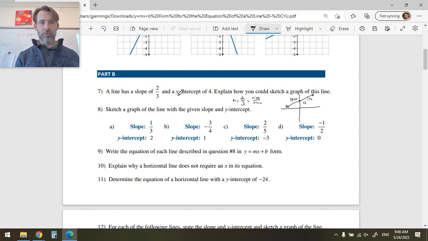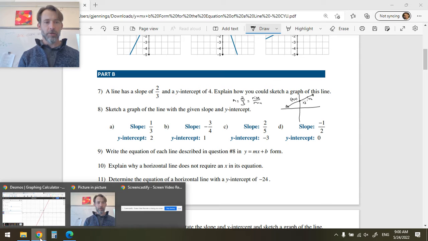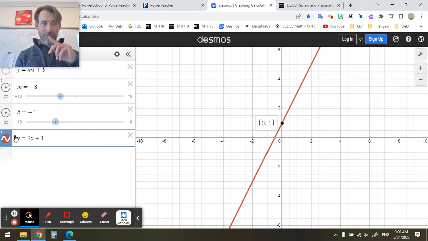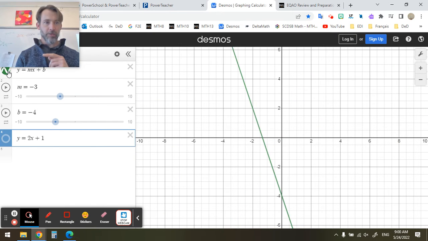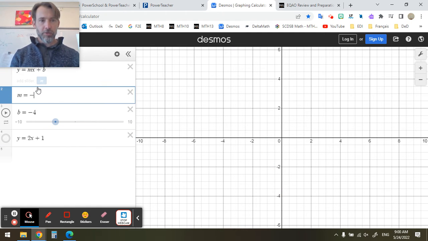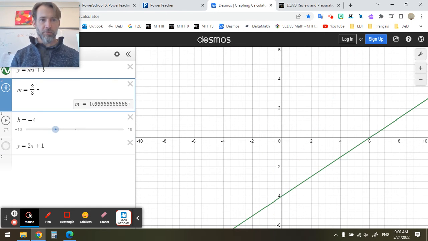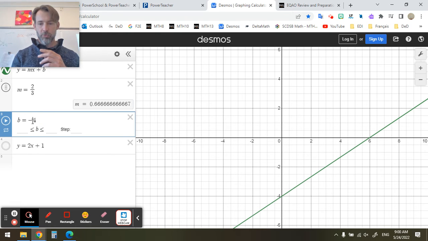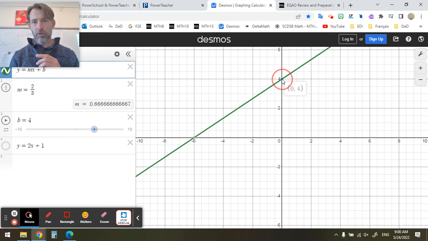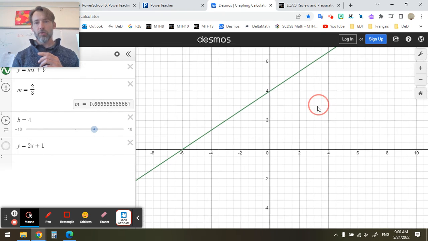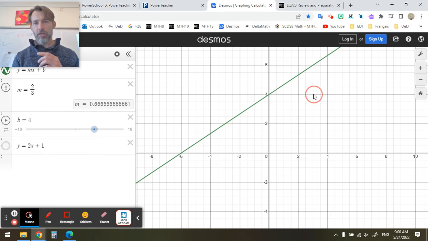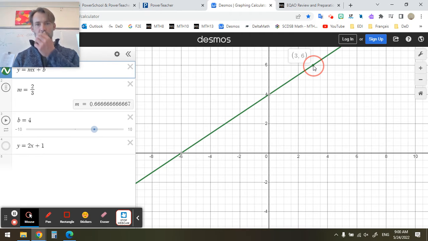Let's take a look at a slope of 2/3 and a y-intercept of 4. So here, I'm going to turn on this one. I want a slope of 2/3. So let's put 2 over 3 for m and a y-intercept of 4. Oops, 4. So there it is. Crosses at 4. And then if I run over by 3 and rise by 2, that goes to the point (3, 6). It's risen 2 from 4 and it's run 3 from 0.